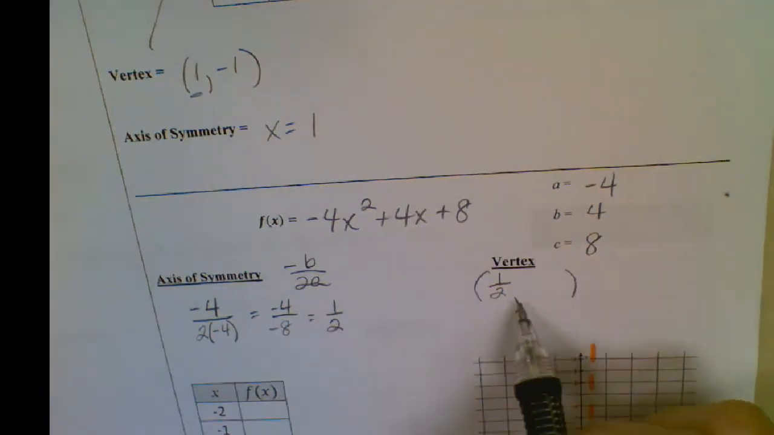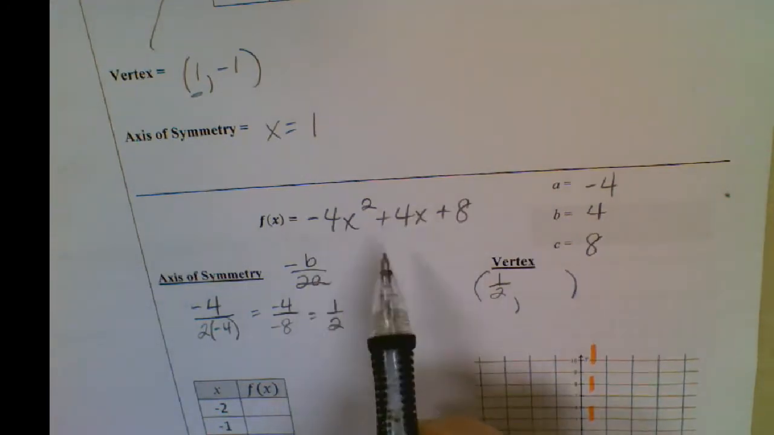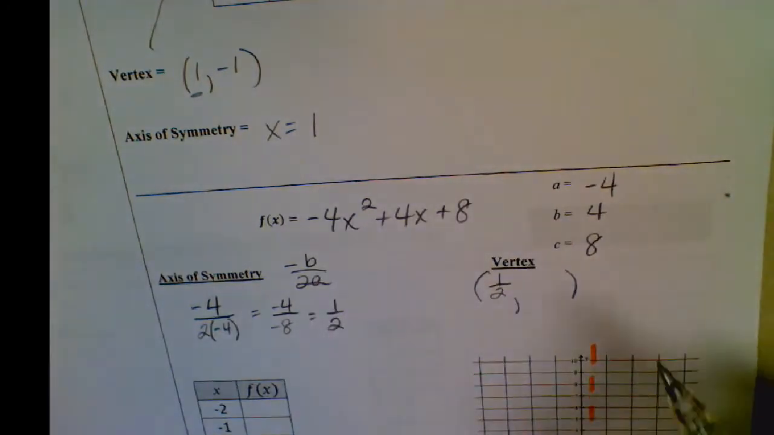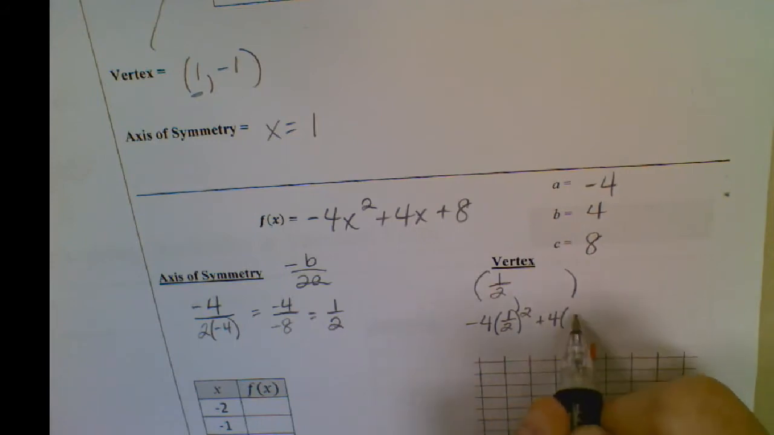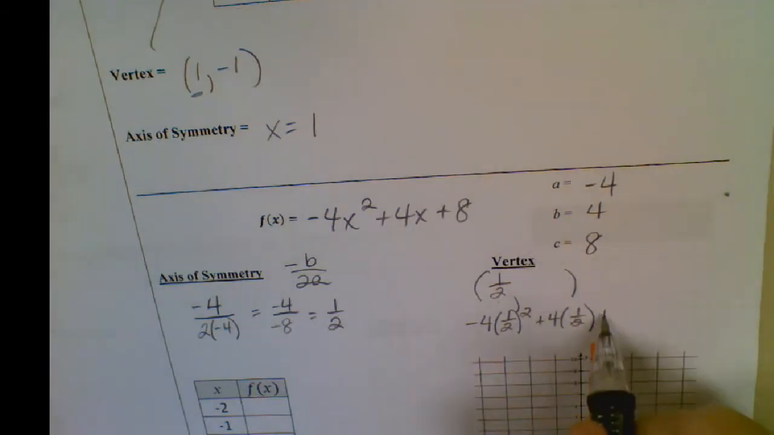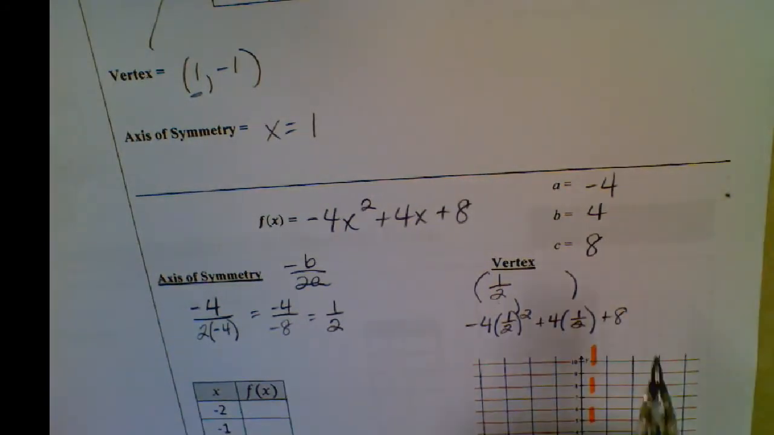So if I needed to find the vertex now, I could simply plug in 1/2 into our equation and it would give me an output for that point. So let's go ahead and do that. We have negative 4 times 1/2 squared plus 4 times 1/2 plus 8. And I know you see the fractions in there and you're going to get a little freaked out, but don't.